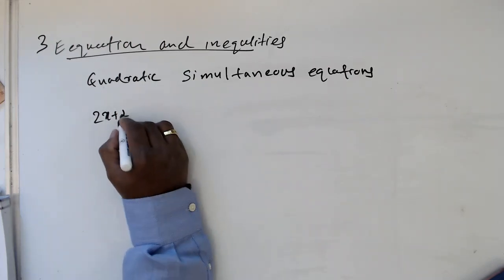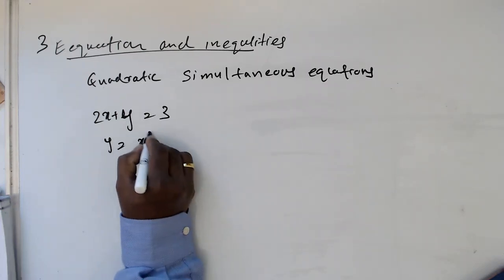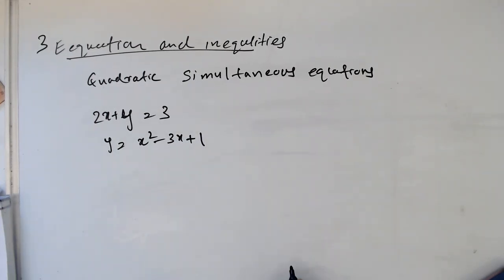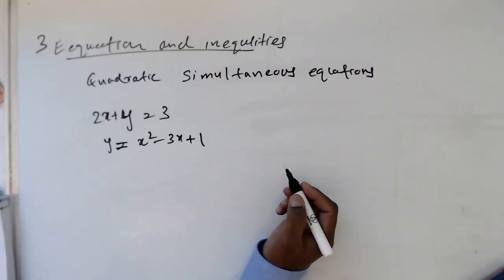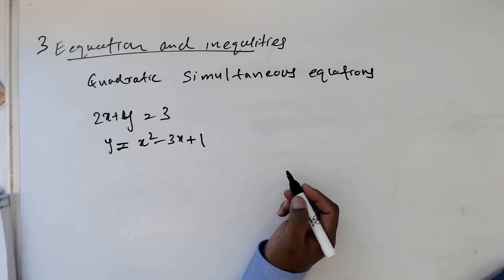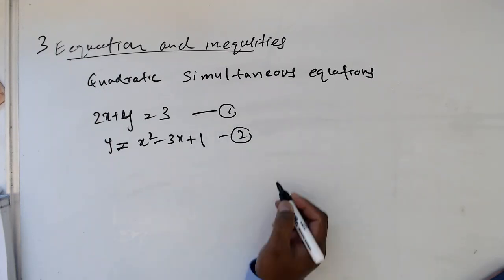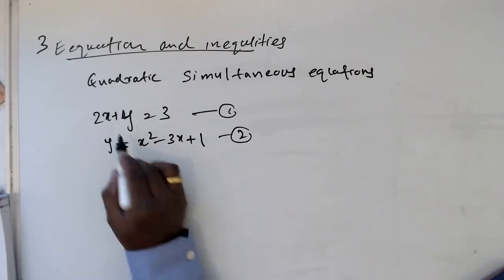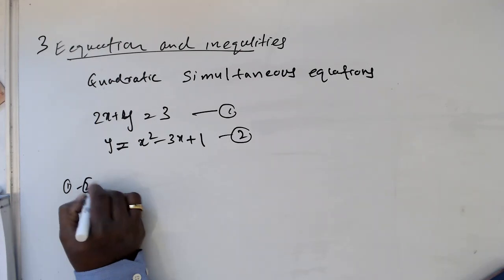x plus 2x plus y equal 3 and y equal x square minus 3x plus 1. So I can use the simple elimination method or the substitution method. If this is 1 and this is 2, I can see that this is y and this is y. I can take 1 minus 2 to eliminate.